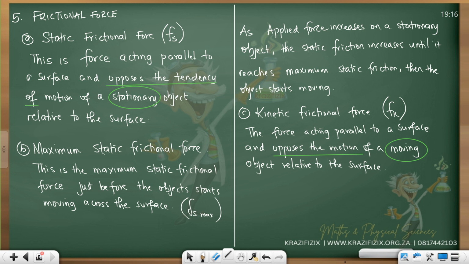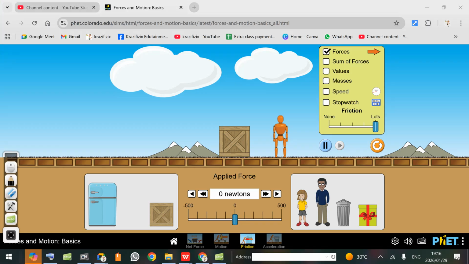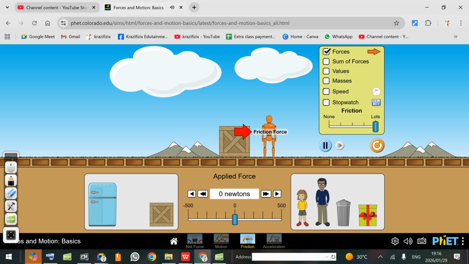Can you see the word tendency? Yes. So if I'm pushing to the right, I want the object to move to the right. It means friction must be acting to the left. Are you done writing? Check this. Do you see? I'm pushing to the right, but this friction is acting to the left, because it's opposing the direction of motion.